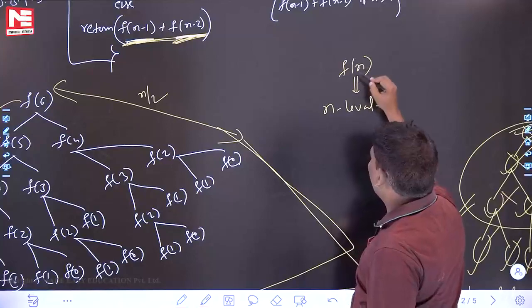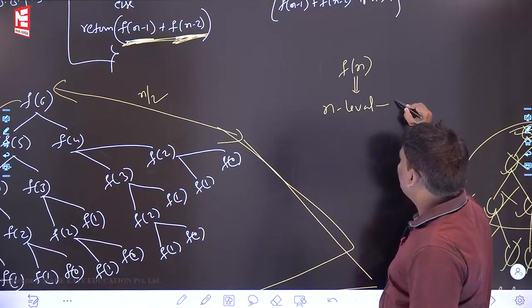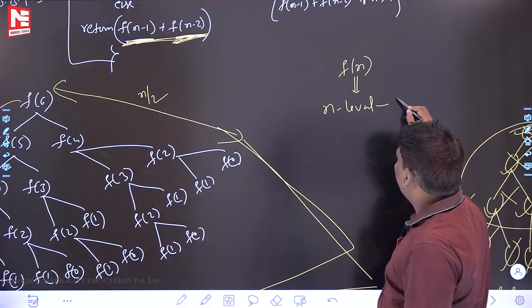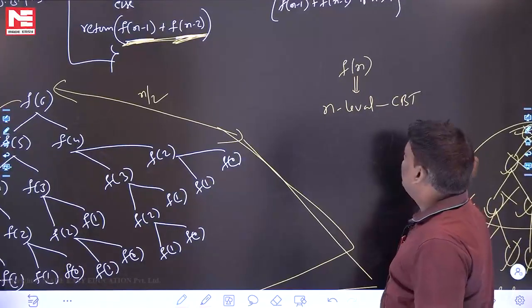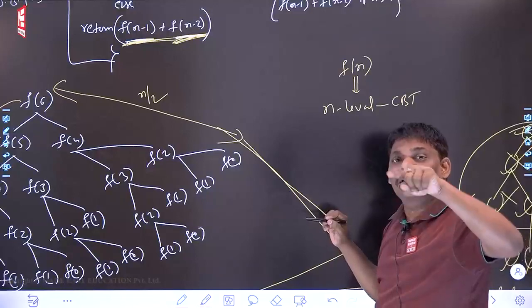Can I help you now? Fibonacci of n generated. How many level tree? N level. N level binary tree or complete binary tree? N level binary tree, but I am writing complete binary tree. Fibonacci of n generated, n level, actually binary tree, but I have written complete binary tree.